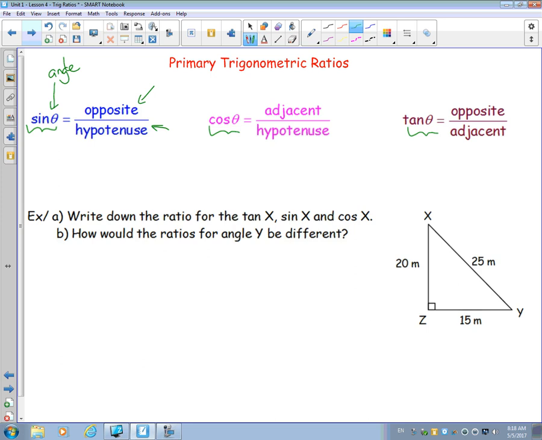To help us remember this, we use a word called SOHCAHTOA. And where that word comes from is the first letter of each of the words. The sine ratio is the opposite over the hypotenuse. The cos ratio is the adjacent over the hypotenuse. And the tan ratio is the opposite over the adjacent. SOHCAHTOA will allow us to solve problems.